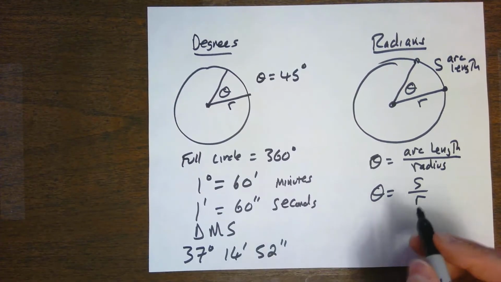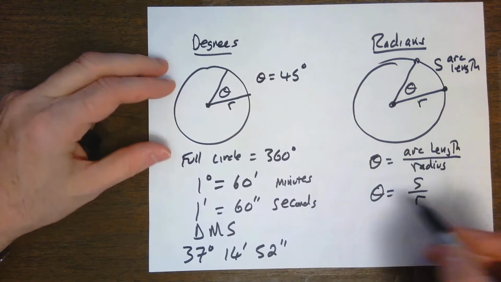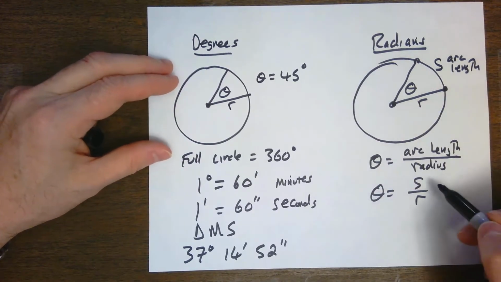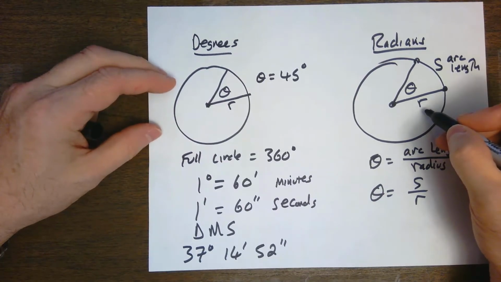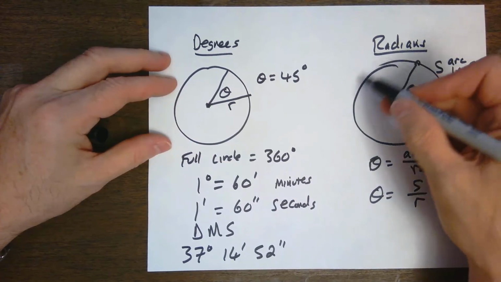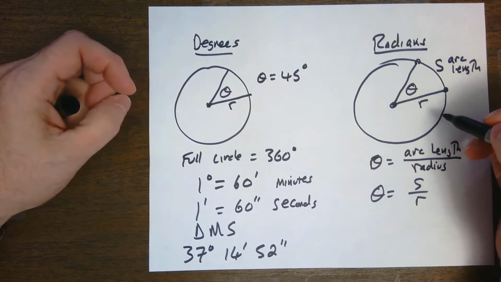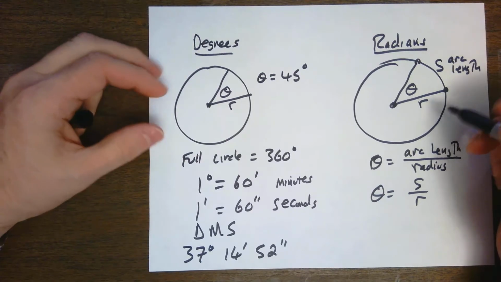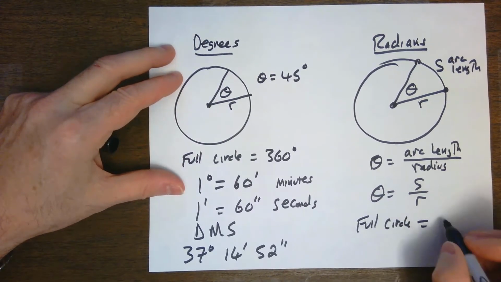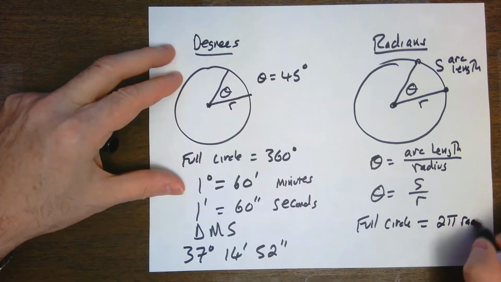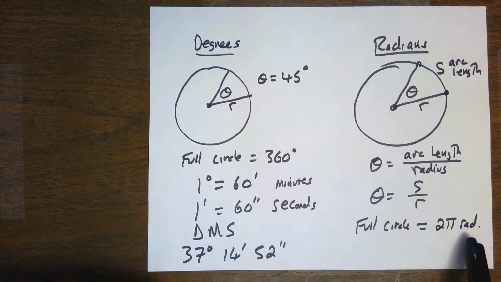A full circle, and if I think about the arc length here, if the radius was 1, the arc length would be a full circle. How long would that be? Well, circumference equals 2 times pi times r. 2 times pi times 1 is 2 pi. So a full circle is 2 pi radians.